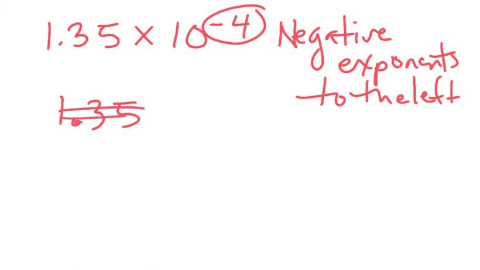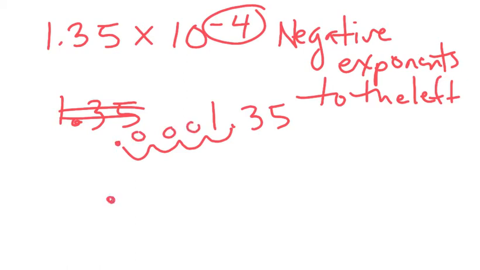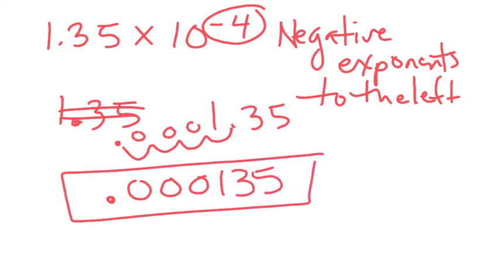So, let me write that again. I didn't really leave myself enough room to move. So, 1, 2, 3, 4. Put your new decimal. Fill in with zeros. So, 0.0000135. That's the answer to that one.